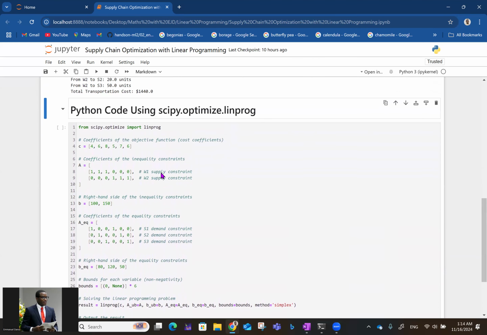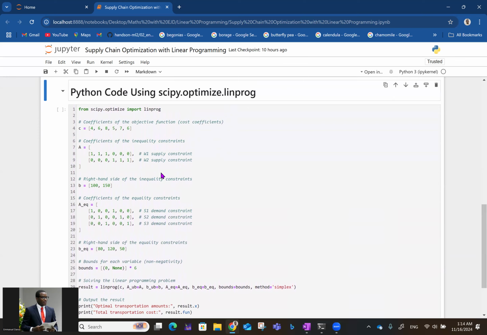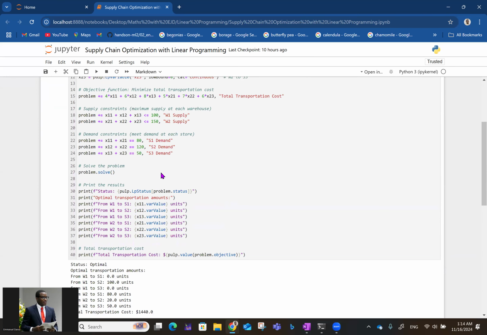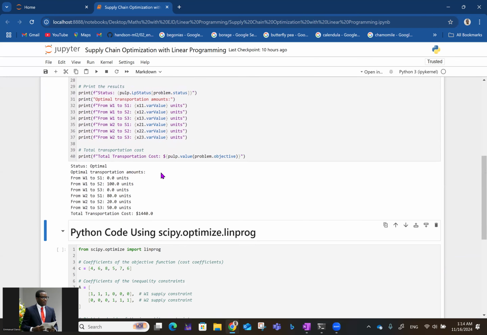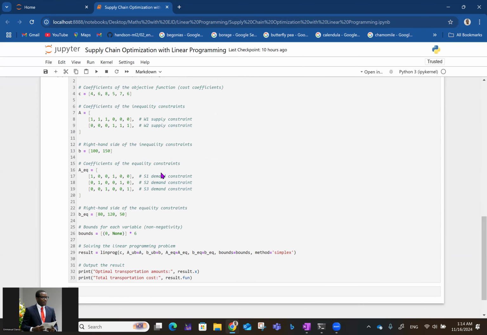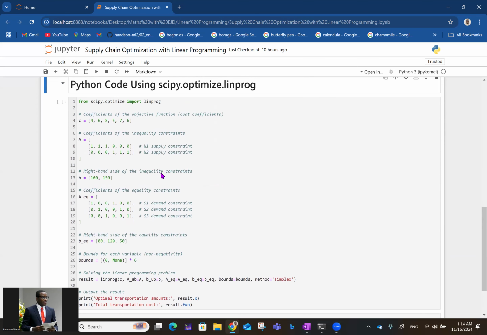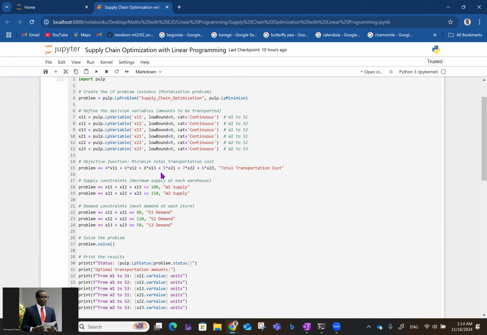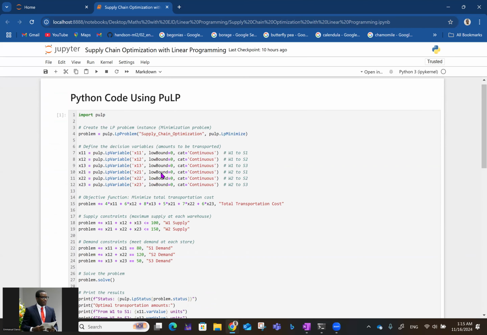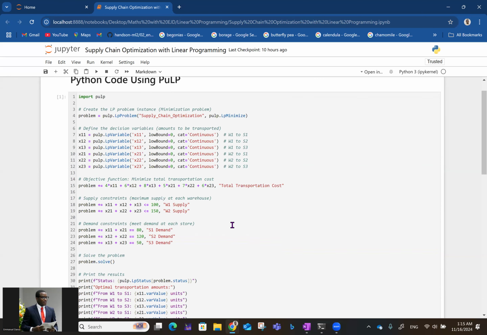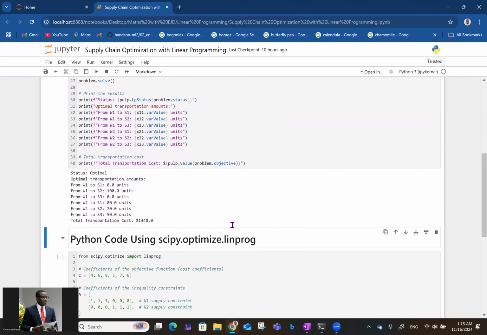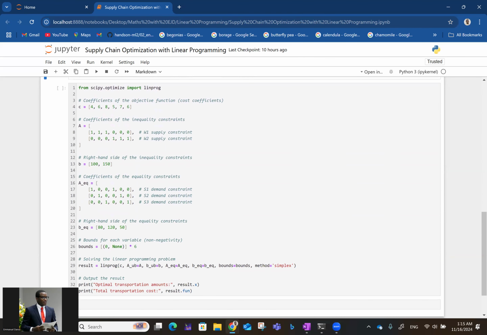So here we have the using linprog now. So you also define this one. So in PuLP, you define the problem directly, but here you use the coefficients of the matrices. So 4, 6, 8, 5, 7, 6 are the coefficients of the objective function, just like all this 4, 6, 8. And then for the supply side, we have 1 1 1 for x11 to x13. Then the rest will be zero.